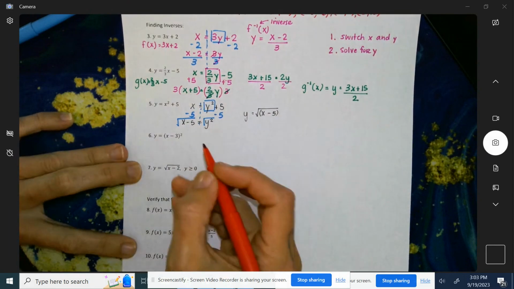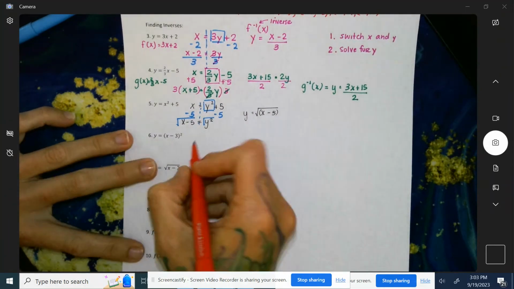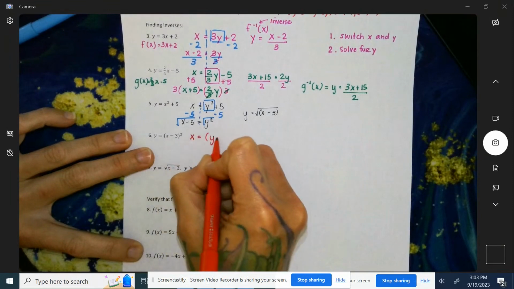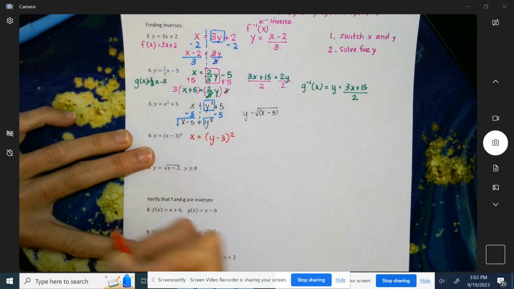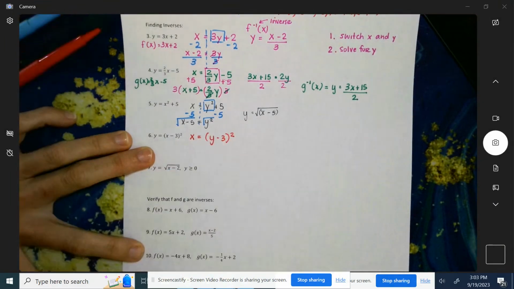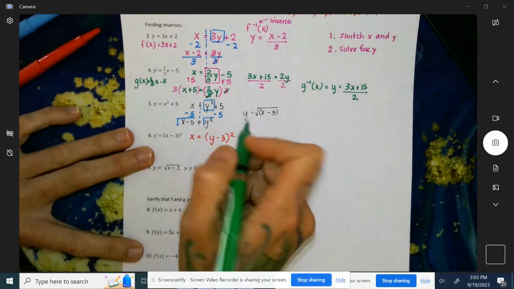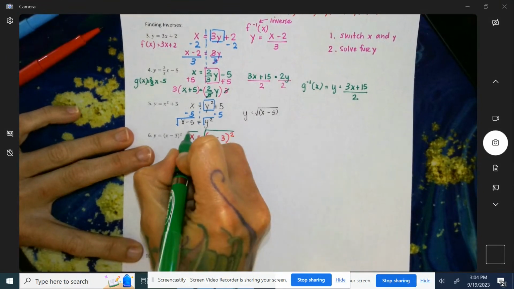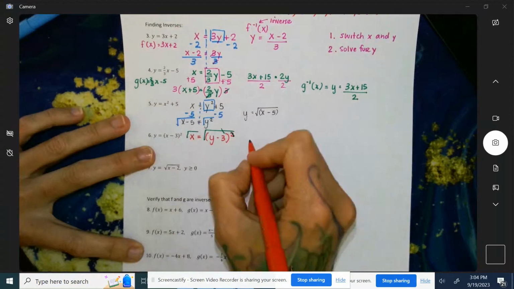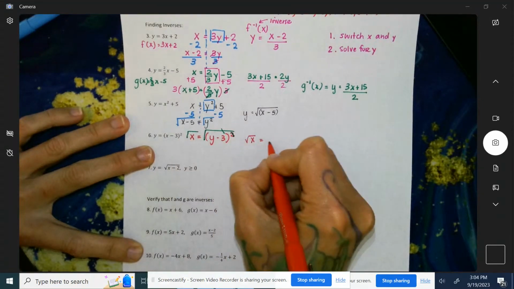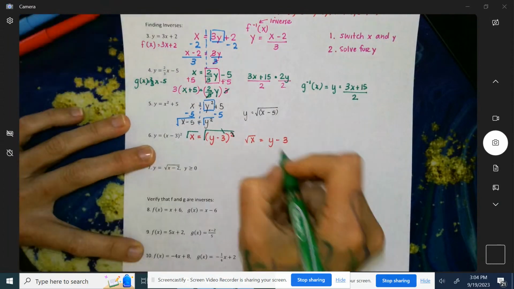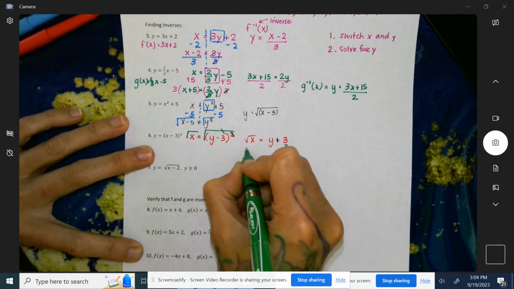Yes. Eli, you were the dude. Thank you so much. So we're going to switch our x and y. X equals y minus 3 squared. Now we have to solve for y. Our first problem is the squared right now. So we're going to square root both sides because that'll get rid of that squared. And so now I have the square root of x equals y minus 3. To get rid of that minus 3, we're going to add 3 to both sides.